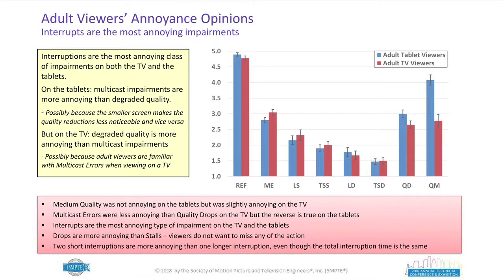This acts as your primary results. You see this type of graph again and again for the next few slides. On the x-axis, we represent all the impairments, including the reference, which is basically unimpaired, very clean. And 1 to 5 is your MOS score, where 1 represents very annoying and 5 imperceptible. What we immediately see is that the interrupts are the worst type of impairment, either on the TV or the tablet. Blue represents the adults on the tablet, and red is the TV viewers.